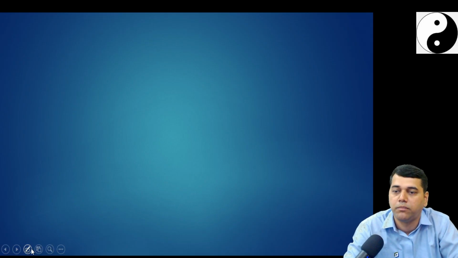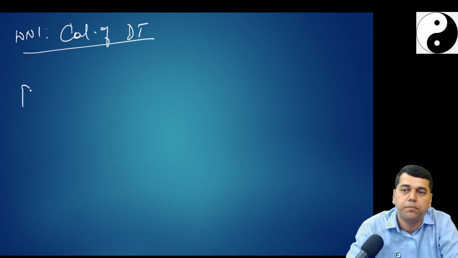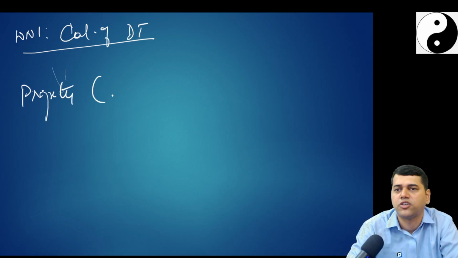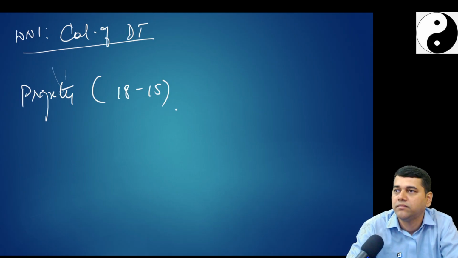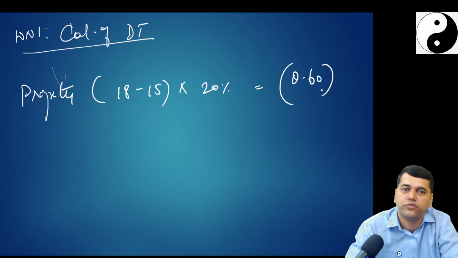Okay, so first we will calculate the deferred tax. Working note number 1: calculation of deferred tax. So we have got property. We can straight away do it here instead of writing the columns. 18 minus 15, agree? Into 20%. Am I going to get an asset or a liability? 0.60 deferred tax liability.